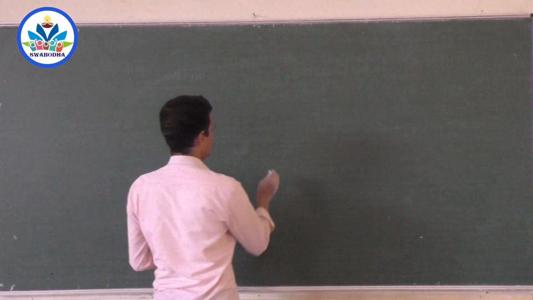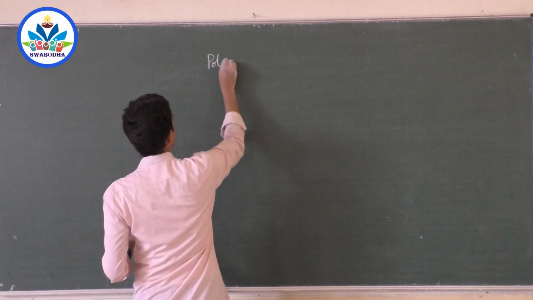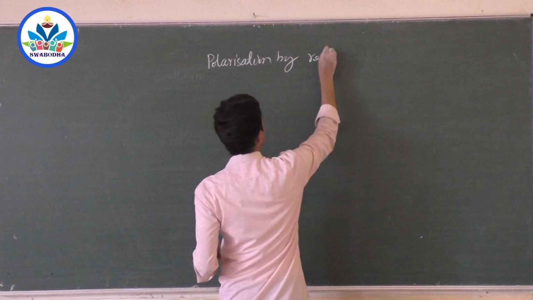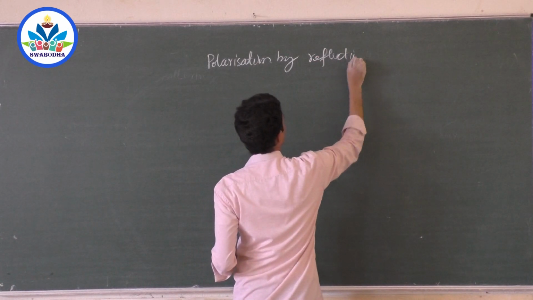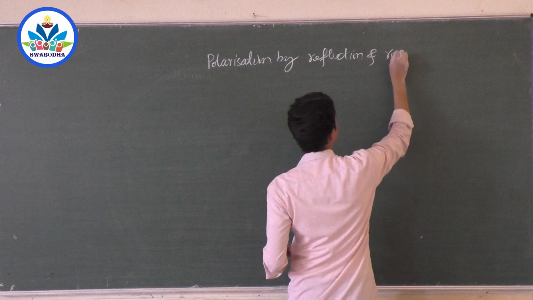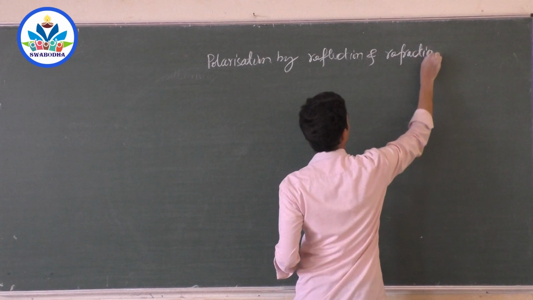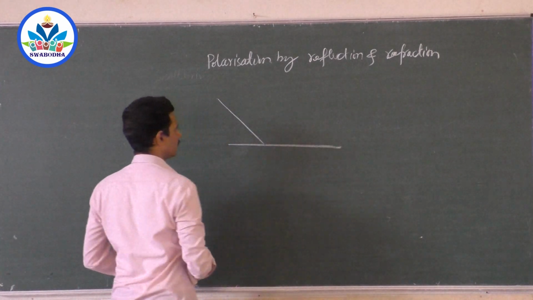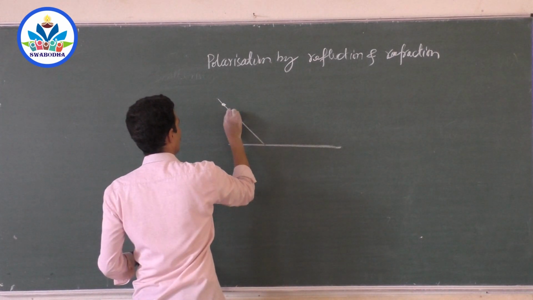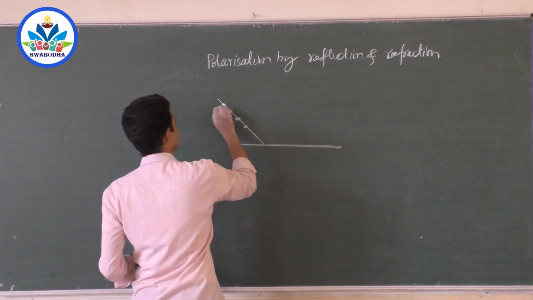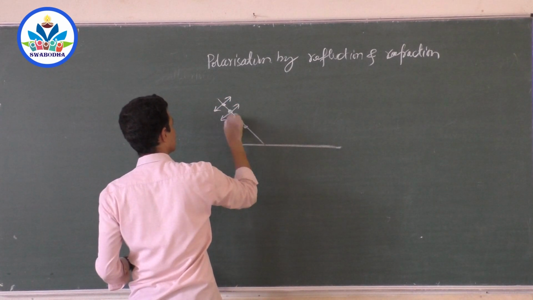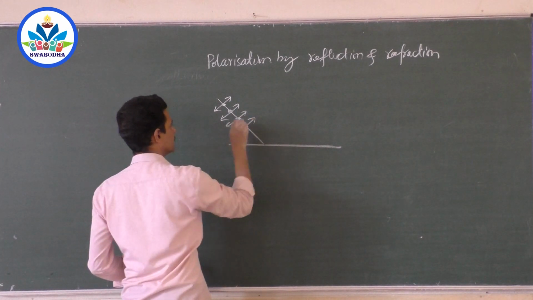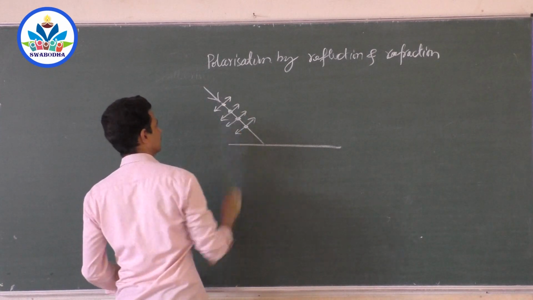Now, suppose a ray of light, so polarization by reflection and refraction. Okay, take a ray of light. This is unpolarized. So how to represent the unpolarized light? Dots as well as these vibrations. Of course, other vibrations I can't show. I can't show a crossed vibration like this. I can show only these two. This is unpolarized. So light is coming like this.